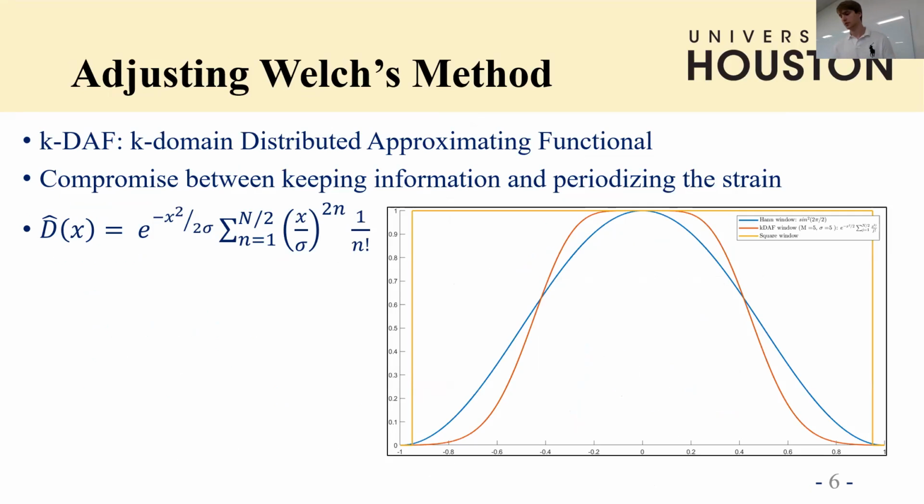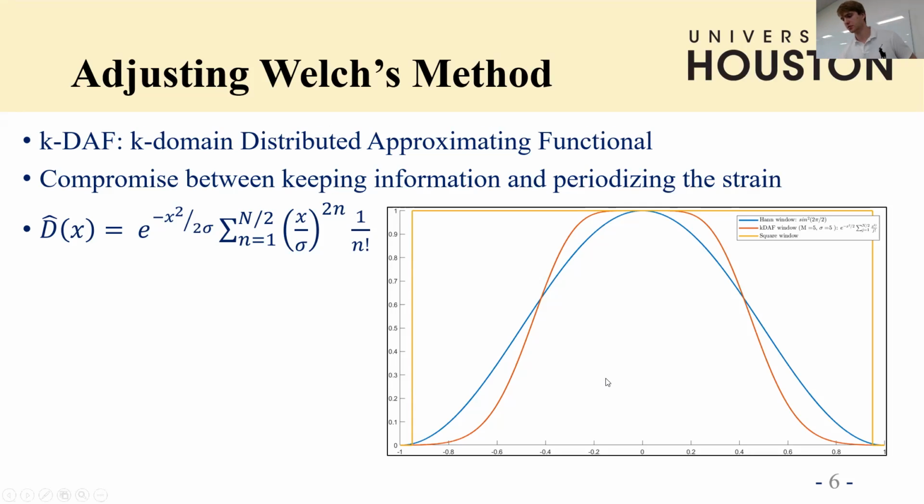And in the case of windowing, the compromise is between keeping information and being able to periodize the signal. So the question we wanted to answer is, what is the optimal balance between these qualities? Ideally, you can use a square window to keep as much information as you can, but you're not periodizing the signal. So the result is, if you try to put it in frequency space, you'll get what's called spectral leakage or excessive ringing.